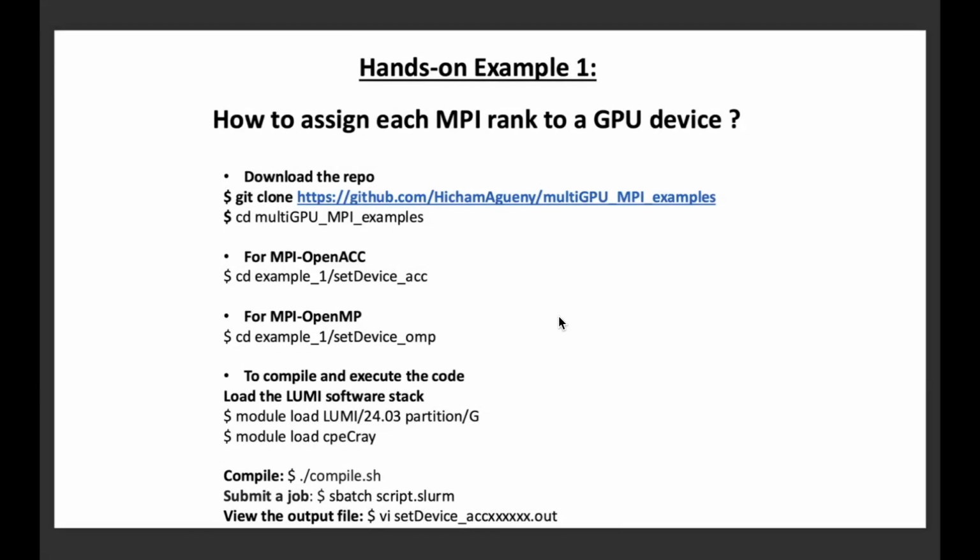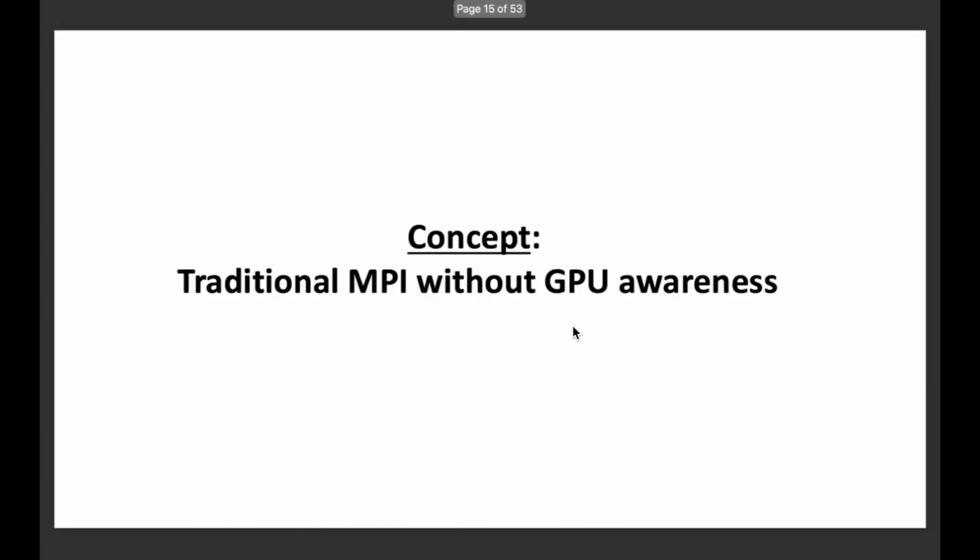Okay, I hope you were able to run the first example. The example basically displays the different MPI ranks and the associated GPU IDs. That's the main purpose of that example. Okay, so I think we move now to the second part.